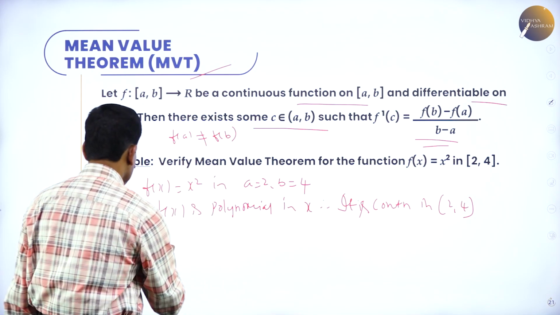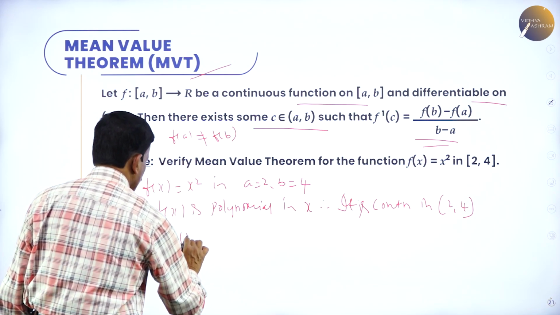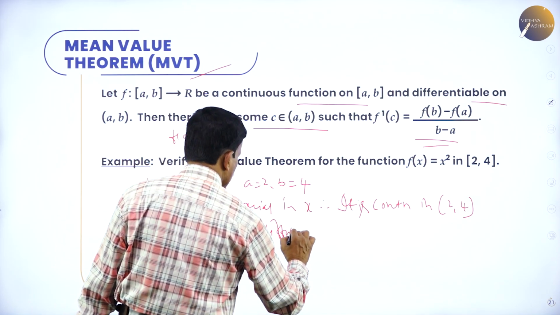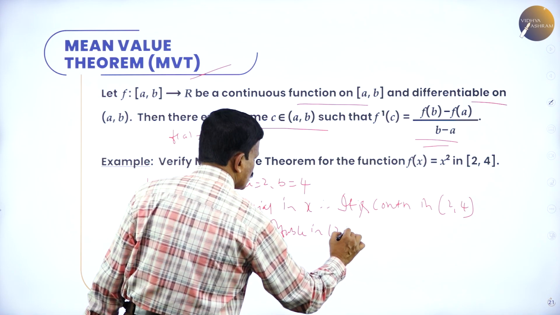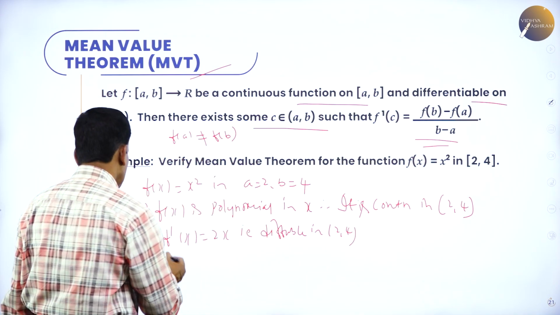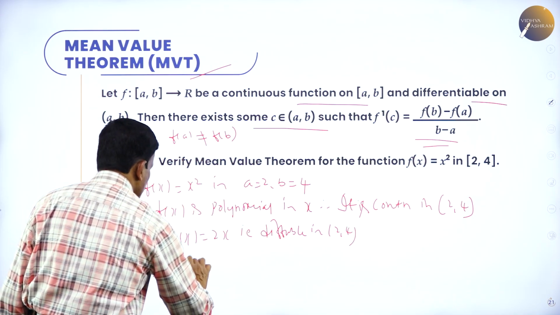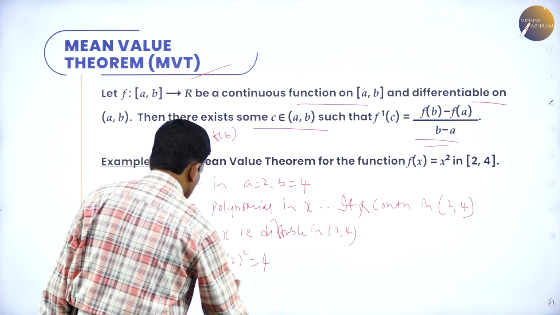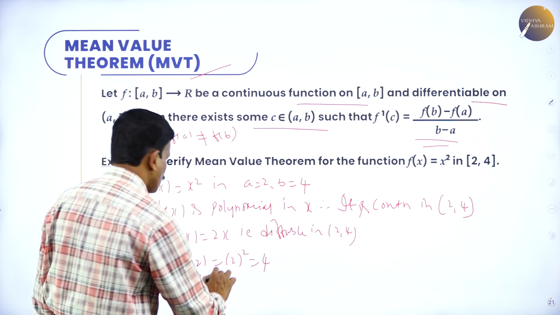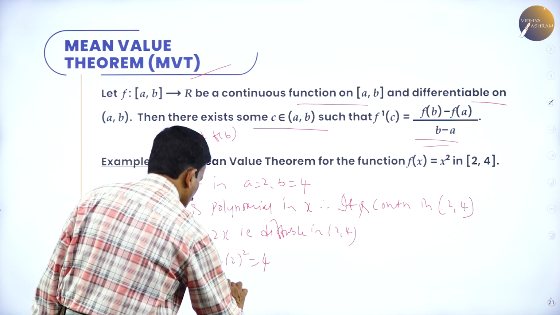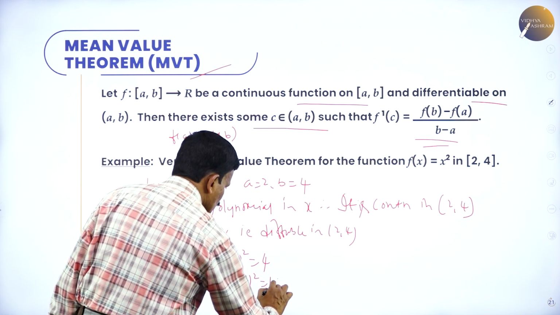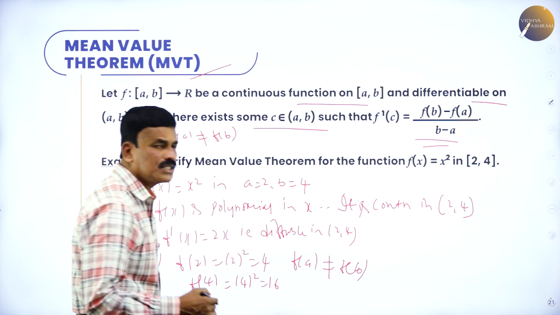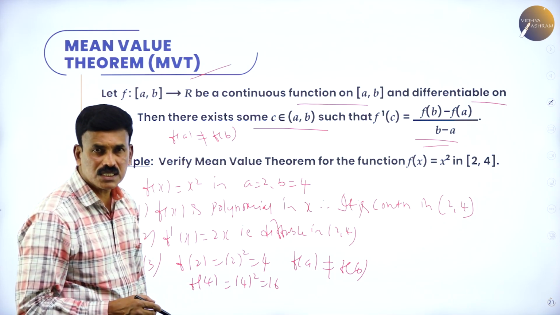Now differentiate this. If we differentiate, f'(x) is equal to 2x, that is differentiable in (2, 4). Next, verify whether f(a) and f(b): f(2) is 2 square, which is equal to 4. f(b), what is f(4)? 4 square is equal to 16. That is, f(a) is not equal to f(b). All the three conditions for the mean value theorem are satisfied.